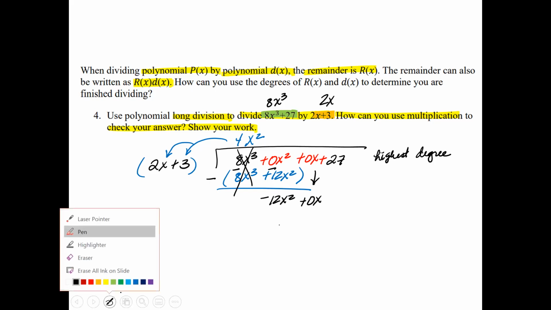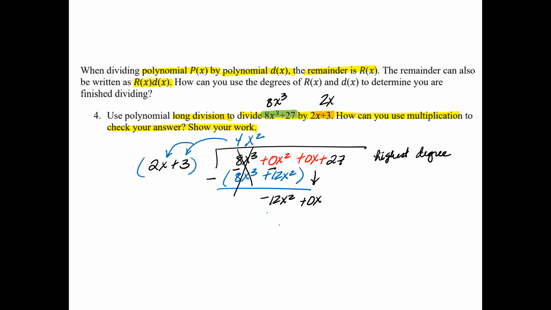And then you ask yourself, okay, so then 2x times what gives me a negative 12x squared? So that's going to be a negative 6x. And you're going to multiply it again. And so 2x times negative 6x is a negative 12x squared. 3 times negative 6 is a negative 18x. And we're going to go ahead and subtract them. So remember, when you subtract that, you're going to have opposite signs.